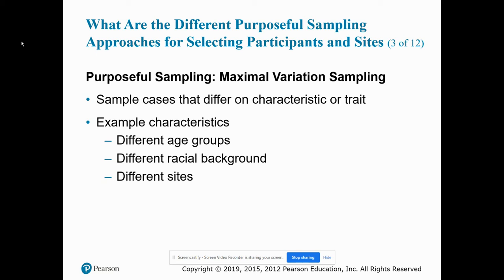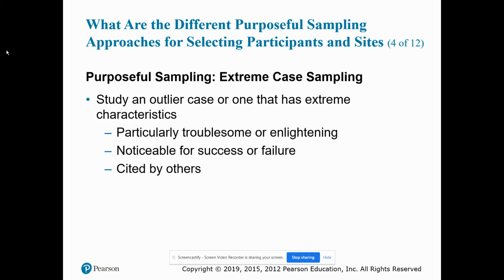The first one is maximum variation sampling. Okay, this samples cases different on characteristics and traits. And these different characteristics could be like different age groups, racial backgrounds, or different sites.